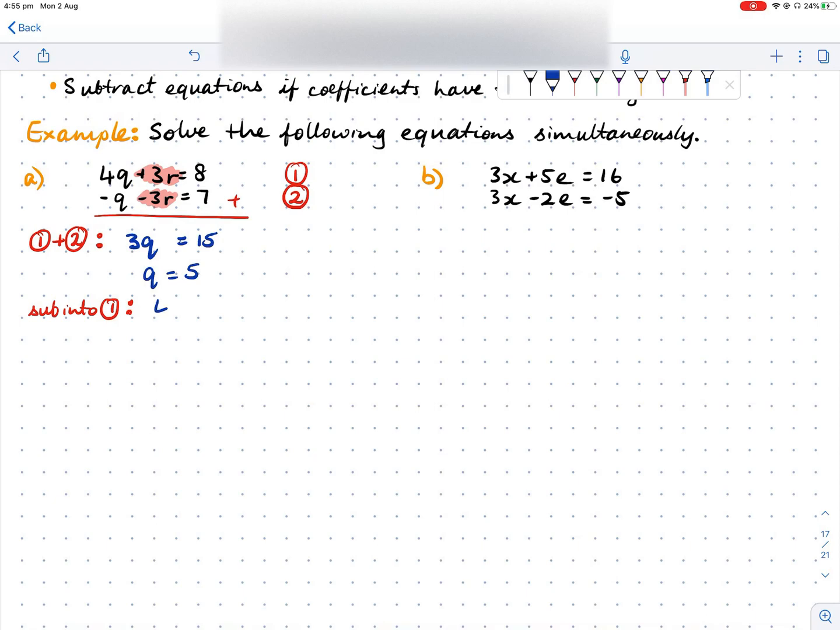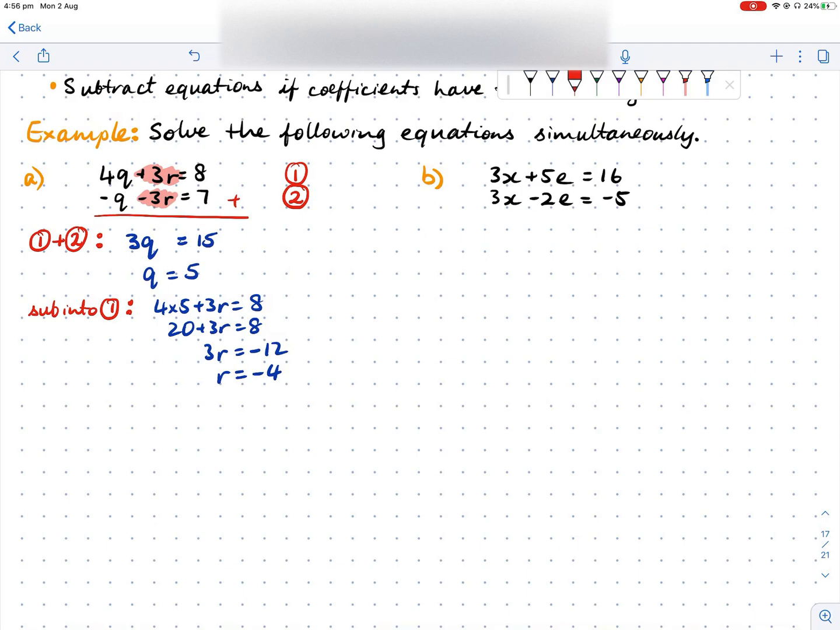So if I put into equation 1, 4 times 5 plus 3r equals 8. So that's 20 plus 3r is 8. Subtract the 20, 3r is negative 12. So r is equal to negative 4. So we've got q equals 5 and r equals negative 4.